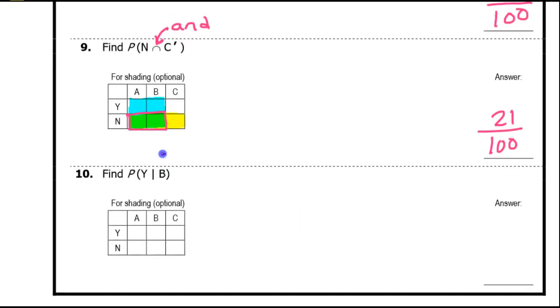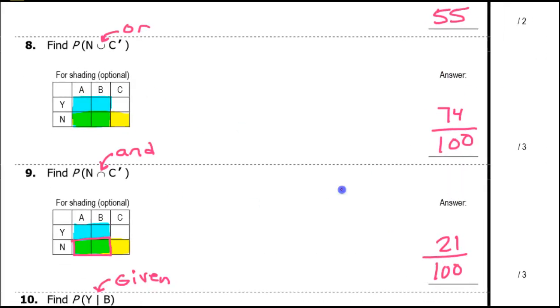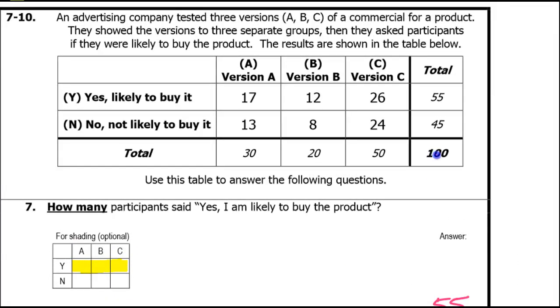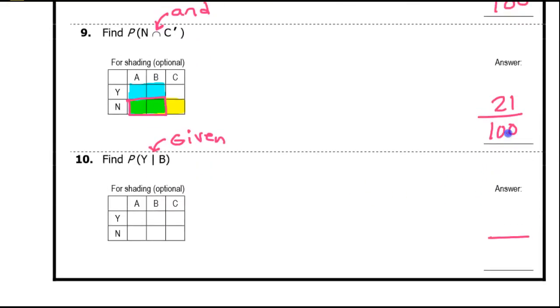All right, now this little bar right here is read given. So we want the probability of y given b. Okay, so first of all, the total is going to change. Probability is target over total. Notice on the previous two problems, the total was 100, the grand total. The only time that's going to change is when we have a given problem. So you should be on guard and ready for this number to change to something smaller.